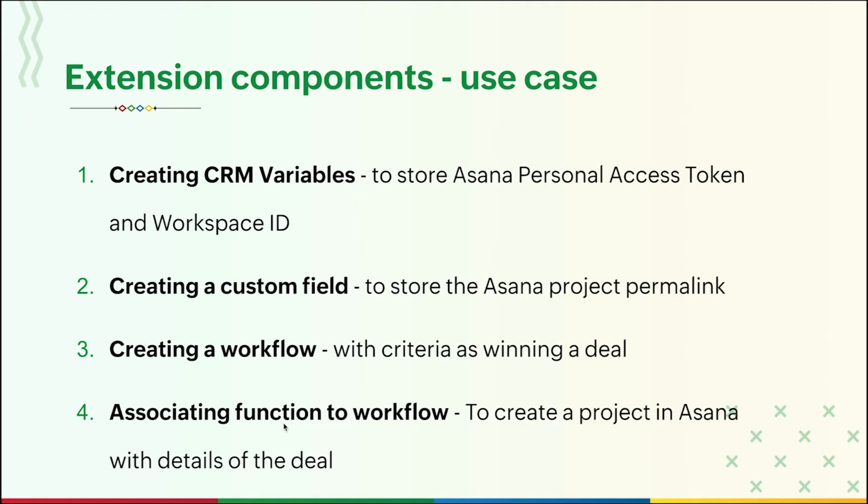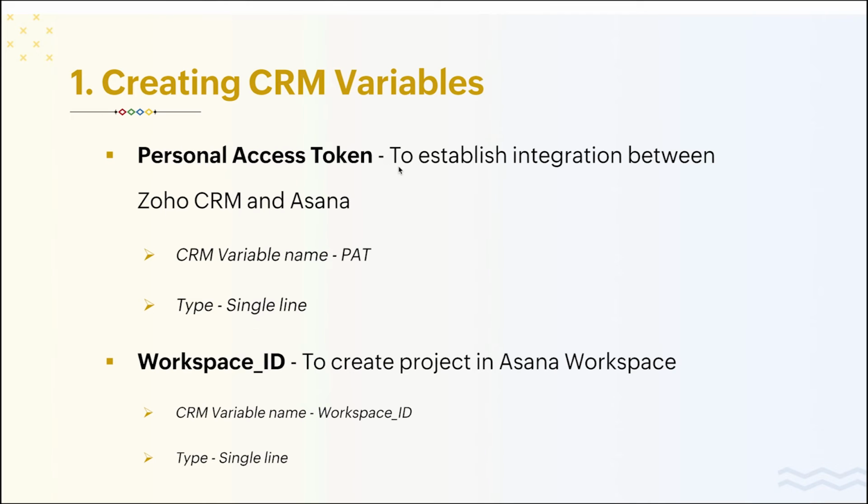So now that we have an overview of these particular components that are required, let's go ahead and see the creation of each of these components one after the other. So the first component, as I had mentioned, is creating two CRM variables, one for Asana's personal access token and the other one for getting the end user's Asana workspace ID.